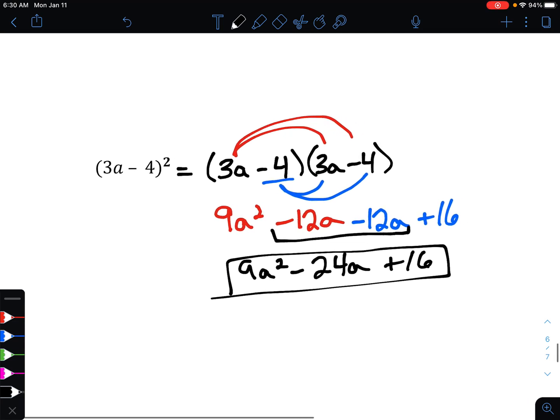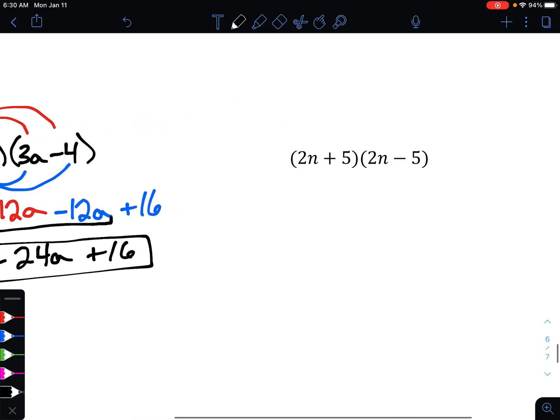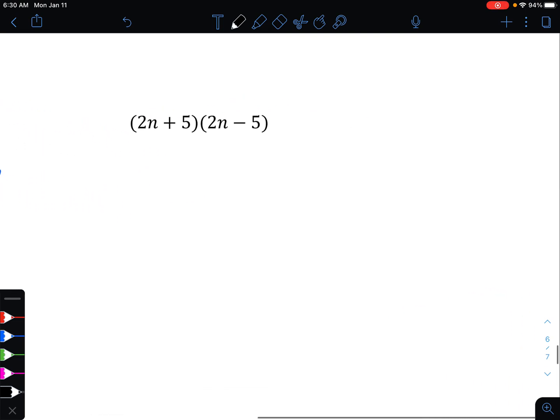Okay, so one more example, we'll look at a binomial multiplied by a binomial, and then we're going to look at a couple of examples where they're a little bit bigger. So on this example, we've got 2n plus 5 multiplied by 2n minus 5. And we're going to see something kind of interesting that'll happen. Notice first that the two parentheses are essentially the same, the only difference being that one of them has a plus, the other one having a minus.